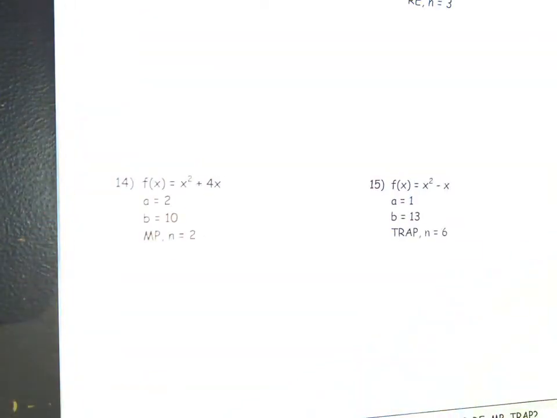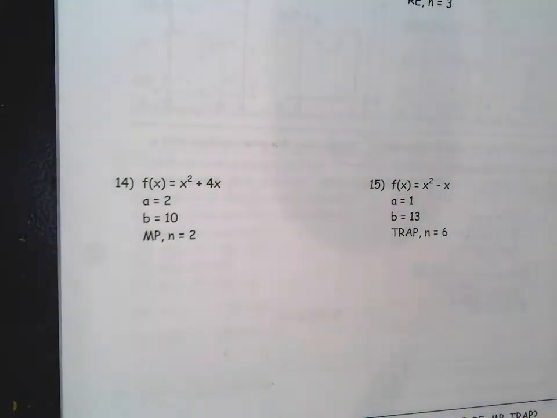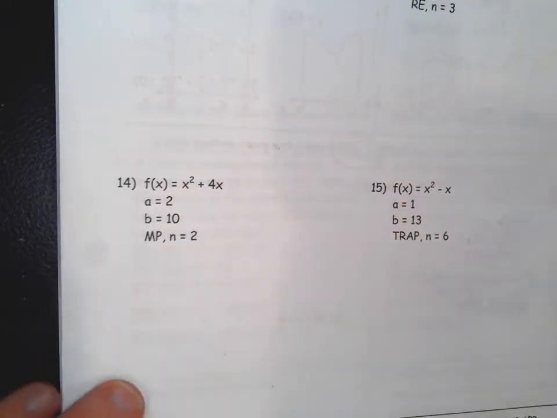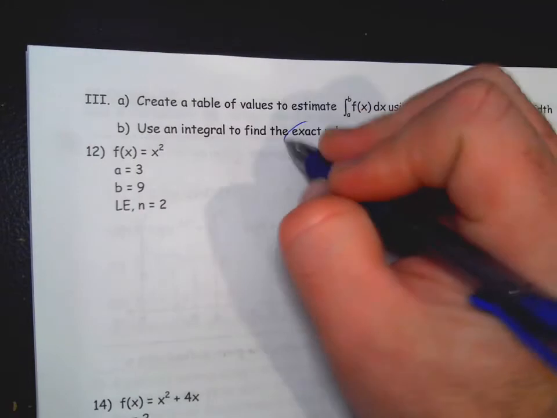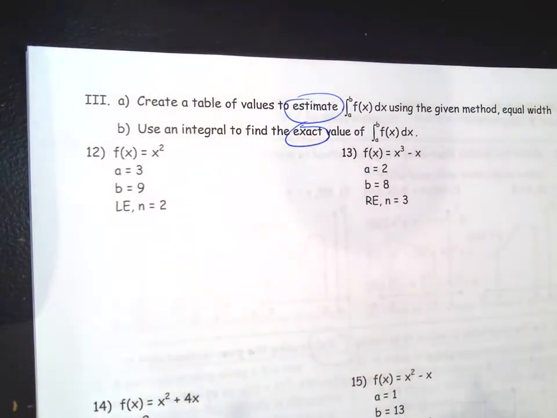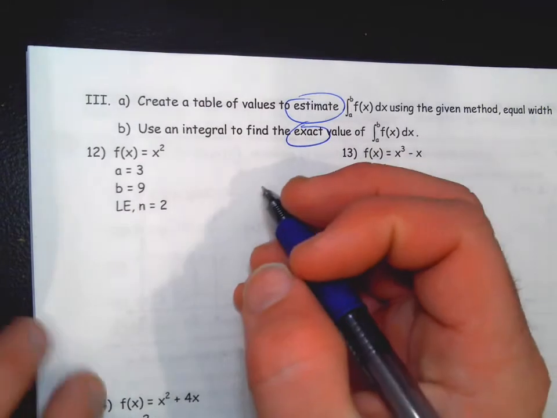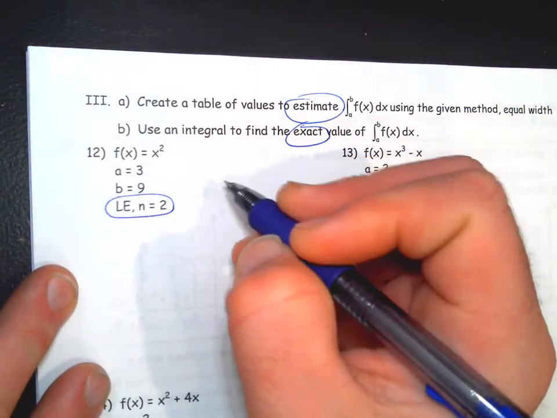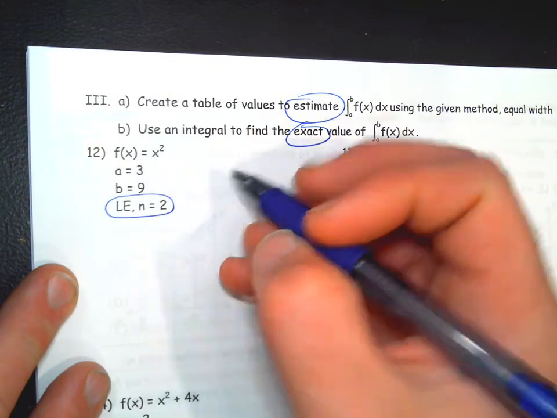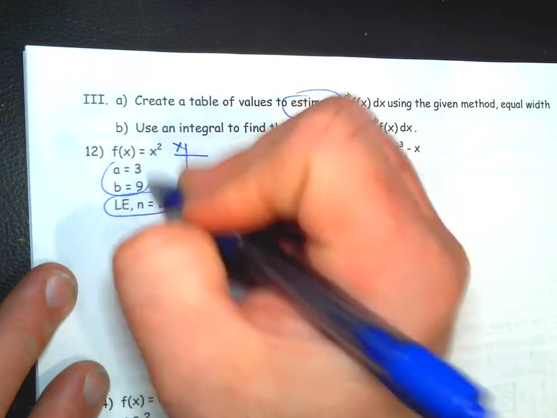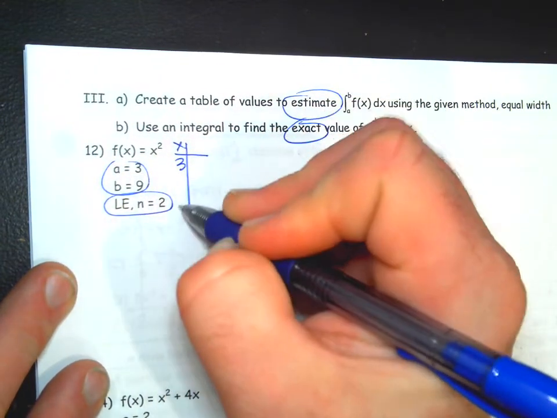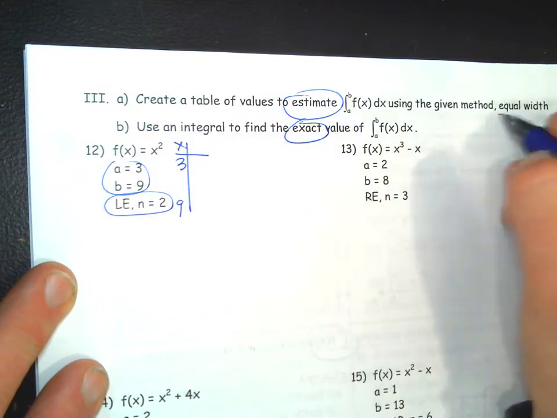On the back, this is a little different. It says create a table of values to estimate it. So we're going to make our own table of values because we actually have the function for part A, and we're going to estimate it. And then part B, we're going to find the exact answer, just as a nice comparison. So if we're doing left end with 2 subintervals, we can make a little table. We're starting at A to B, and we're doing equal width slices.